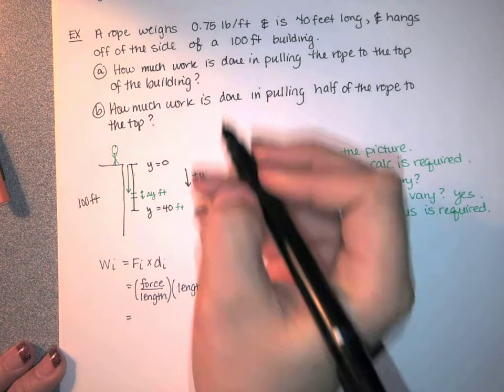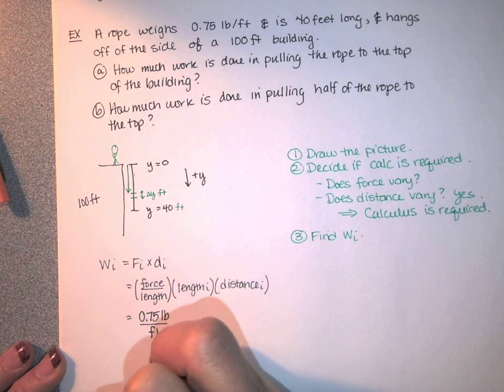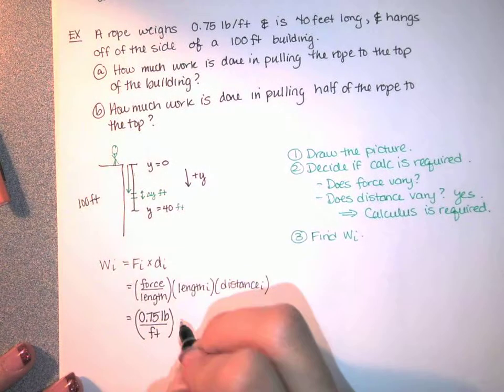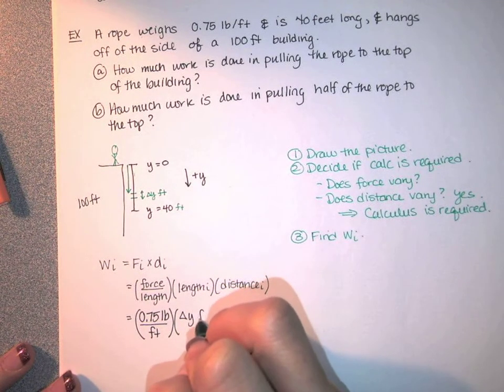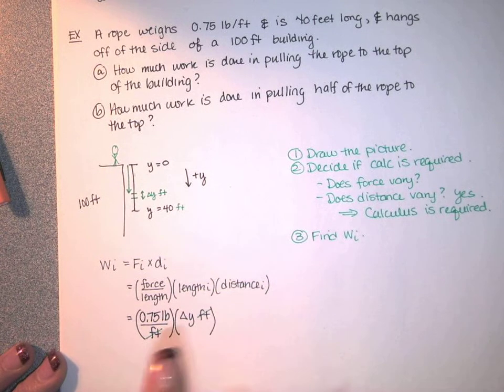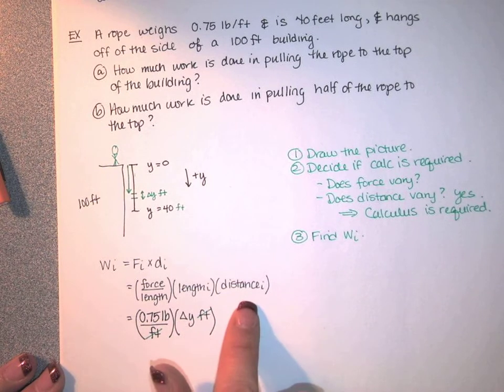Well, the force per unit length was given to us at 0.75 pounds per foot. And the length of that piece is delta y feet. So when we multiply those two together, the feet reduce, and you end up with 0.75 times delta y pounds. And that's good. Pounds are units of force, so we're good there. Now I have to think about the distance that piece moves through.